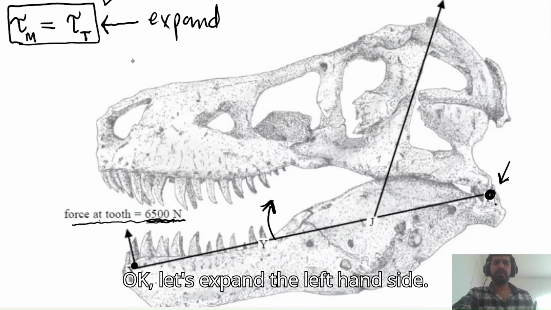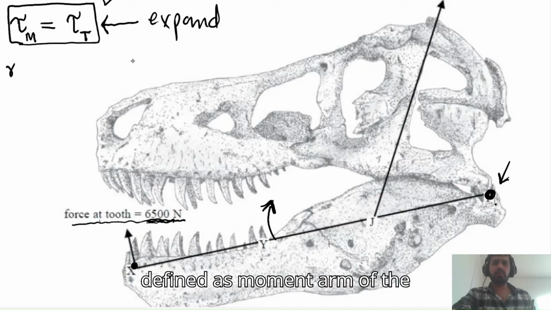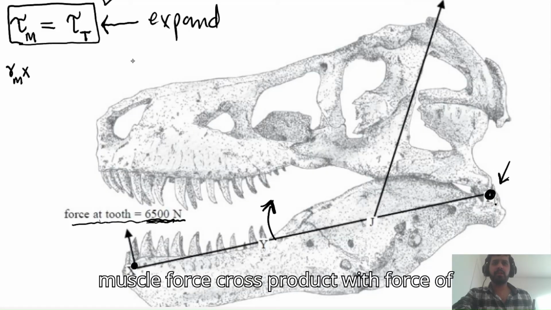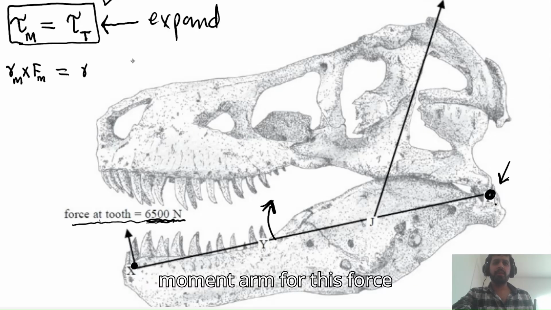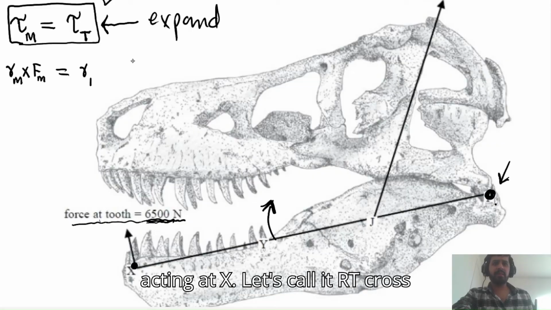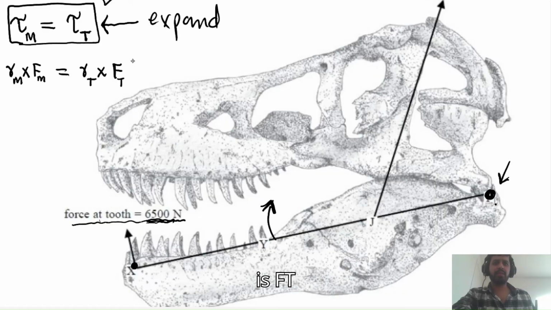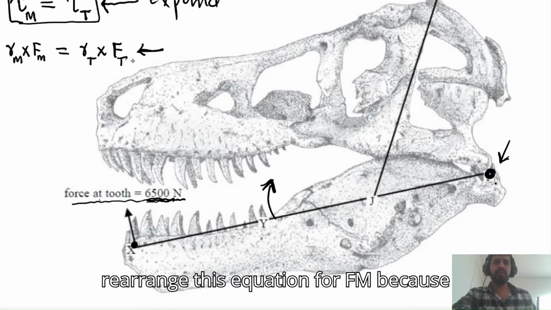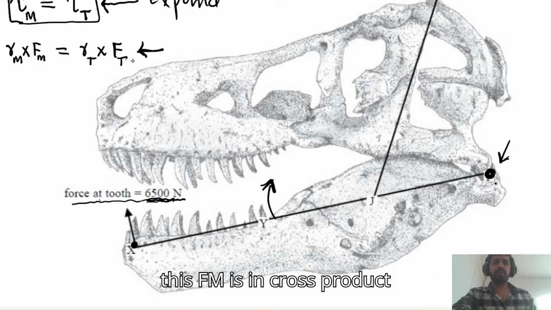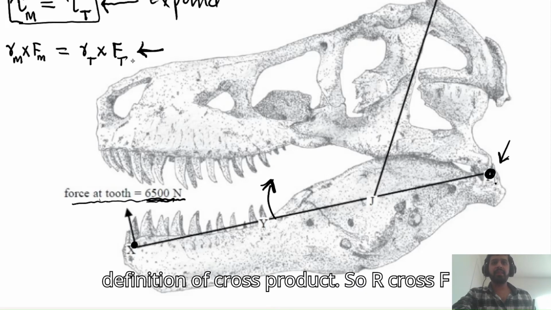Okay, let's expand the left hand side. Moment because of the muscle force is defined as moment arm of the muscle force cross product with force of the muscle, and it should be equal to moment arm for this force acting at x, let's call it RT, cross product with F acting at point x, which is FT. But I hope you're not thinking just to rearrange this equation for Fm, because this Fm is in cross product with R. This is not simple multiplication, which means you have to apply the definition of cross product.